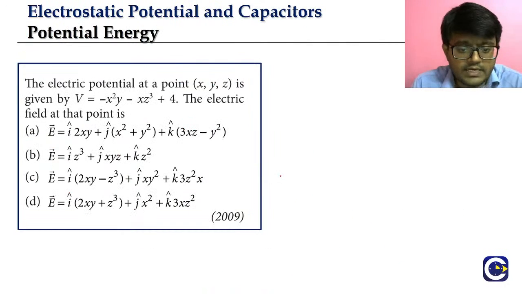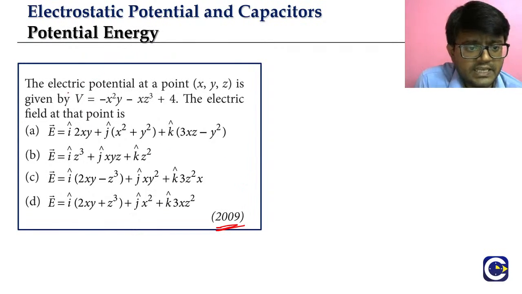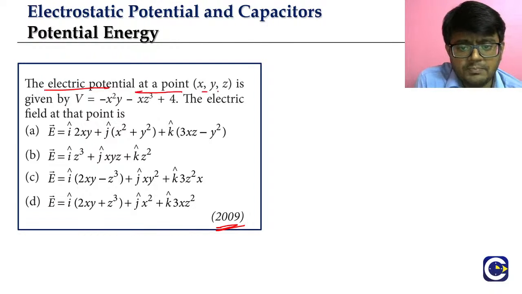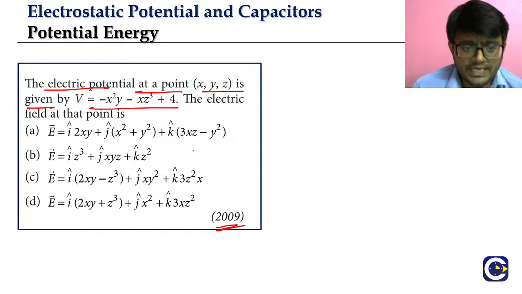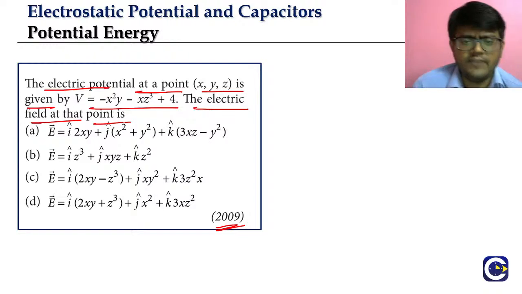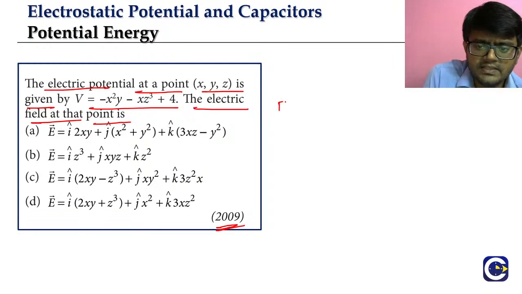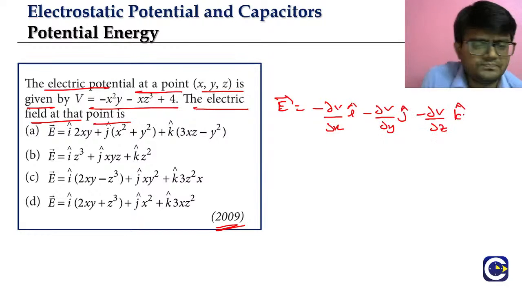Look at this one. This is the question that came in 2009. The electric potential at a point x, y, z is given by minus x square y minus xz cube plus 4. This is the electric potential function. They are asking what is the electric field at the point. Electric field is equal to minus dou v by dou x into i cap, minus dou v by dou y into j cap, then minus dou v by dou z into k cap.